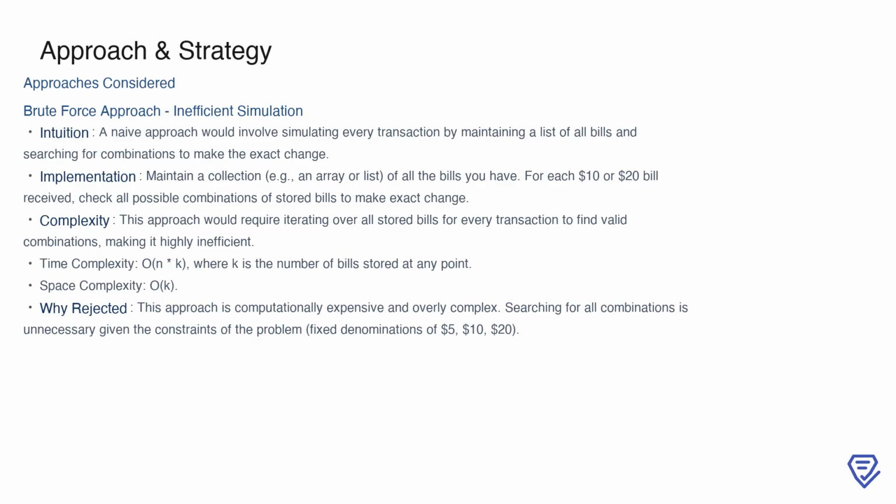For example, if a customer pays with a $20 bill, we would search through all the bills we've collected so far to see if we can form the $15 needed for change. While this might seem like a straightforward way to solve the problem, the issue lies in its inefficiency. Searching for combinations of bills means iterating through all the stored bills for every transaction, which is computationally expensive. This results in a time complexity of O(n*k), where k is the number of bills we have at any given time, and a space complexity of O(k) to store these bills. Given the fixed denominations of $5, $10, and $20 in this problem, this approach is overly complex and unnecessary, which is why it's not a practical solution.